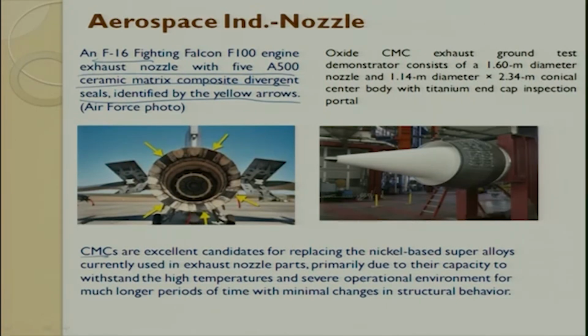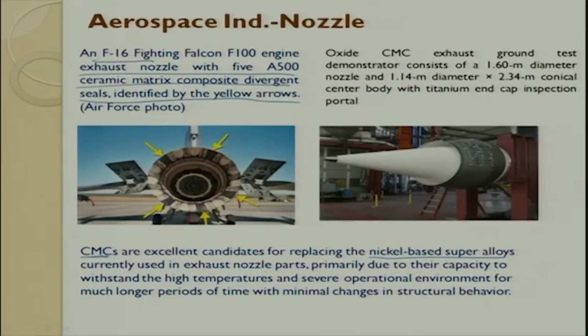Ceramic matrix composites are an excellent replacement for nickel based superalloys. Already these nickel based superalloys are very light in weight. Manufacturing is a big challenge for them, whereas for ceramic matrix composites, the manufacturing to a large extent is very easy by comparison. Currently they are used in exhaust nozzle parts, primarily due to their high capacity of withstanding very high temperature and severe environmental conditions. So, very high temperature, severe, it can be tribological, it can be low and high temperature.